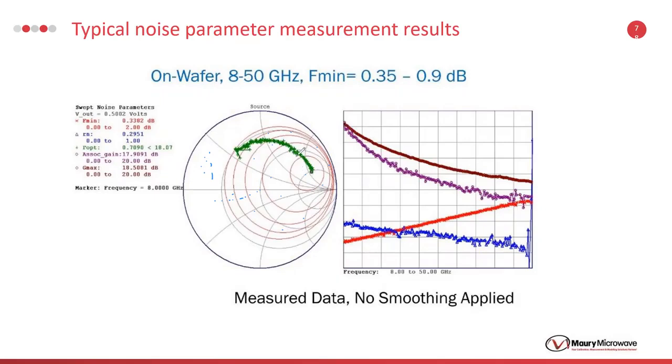The other thing is, LNAs have a tendency to have high gamma out, okay? And the NFmin has a tendency to be close to the instability circles.